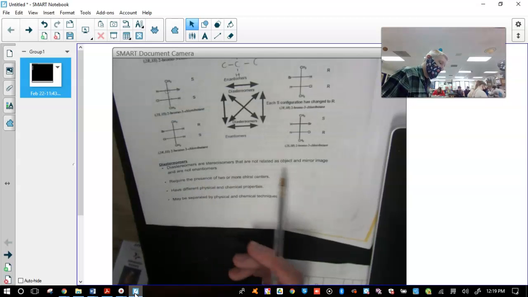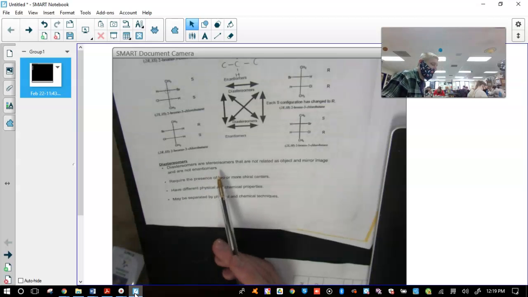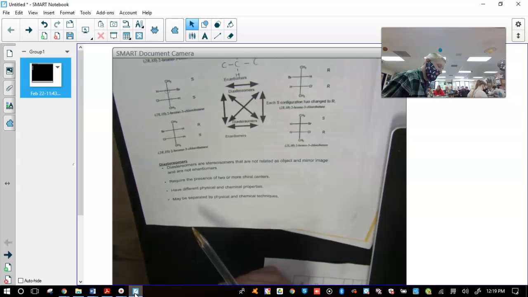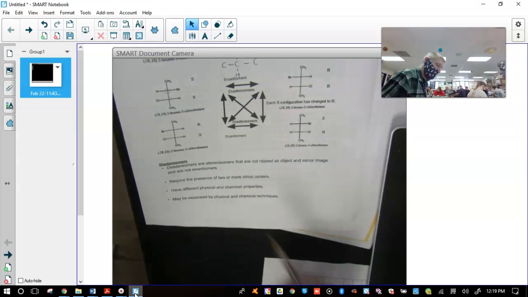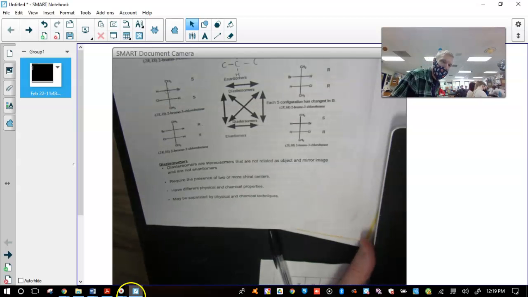Diastereomers are stereoisomers that are not related as object and mirror image and are not enantiomers. So they're not mirror images, but they do have chiral centers. This requires the presence of two or more chiral centers, they have different physical and chemical properties, and may be separated by physical and chemical techniques. So there it is. Tomorrow we're going to work on the worksheet on optical isomers.